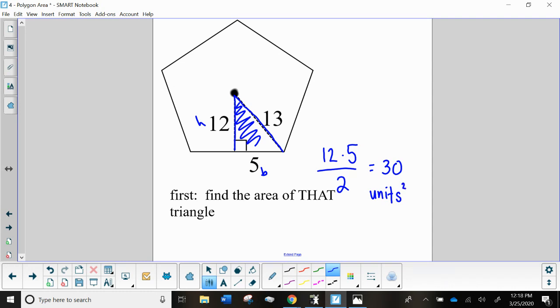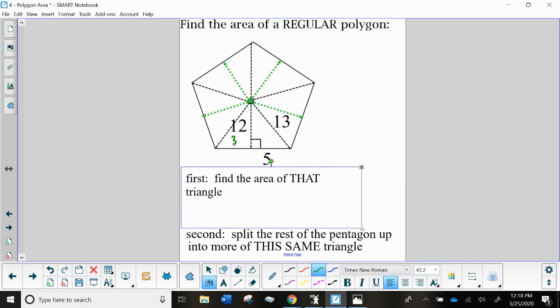Now we have to break this up into the other triangles. Or you could remember that however many sides there are, so 5 here for this pentagon, there's going to be twice as many triangles. 1, 2, 3, 4, 5, 6, 7, 8, 9, 10. So each of them is 30 square units, or we can do 30 times 10 to get our final answer of 300 square units, or units squared.